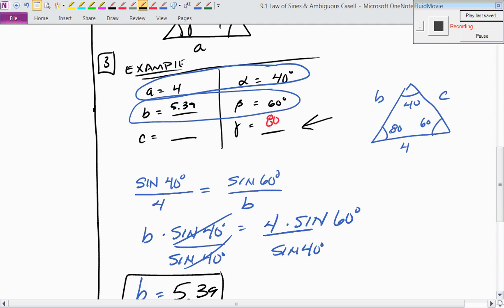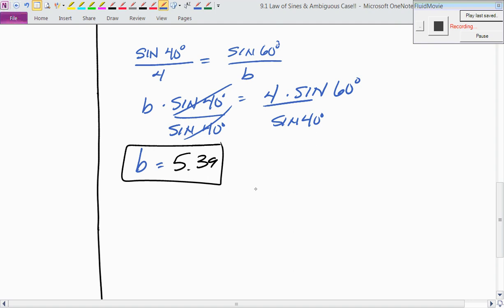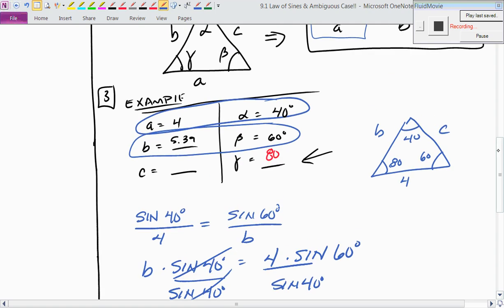What's the only other thing that we need? C. Exactly. We're going to do the exact same thing. Why can't you just use the Pythagorean theorem? Because that's not a right triangle. That's a really good question, right? Well, why can't we use the Pythagorean theorem? Because it's not a right triangle, we don't know what it is, okay?